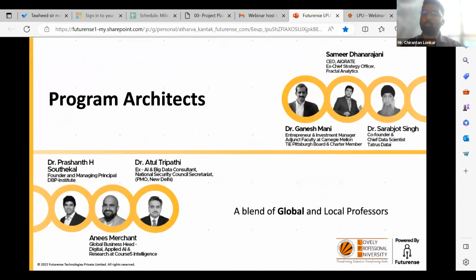These are some of the program architects. If you look at their profiles, you can just go ahead and put it on LinkedIn. These are people who have really established themselves, who have really delivered in the industry, who have built great solutions and great products for people and businesses. Next slide.